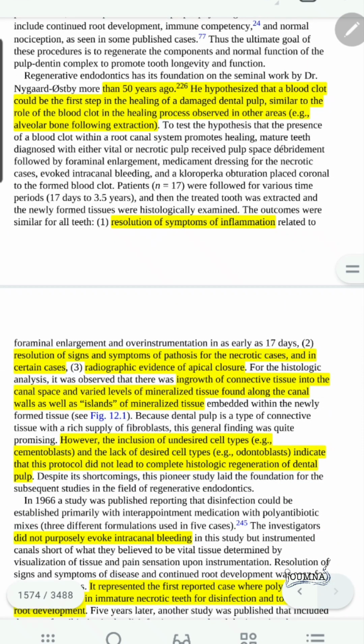Fifty years ago, there was a hypothesis that the blood clot is the first step in the healing of a damaged dental pulp. Until now, it has shown the highest rate of success in doing the apexogenesis and inducing the root to apex closure.